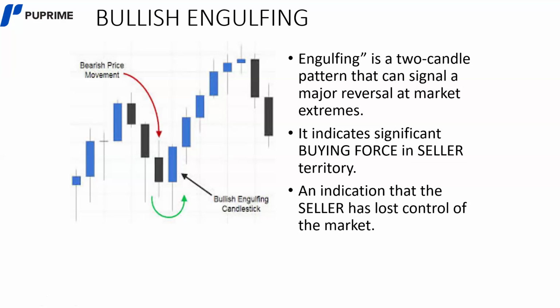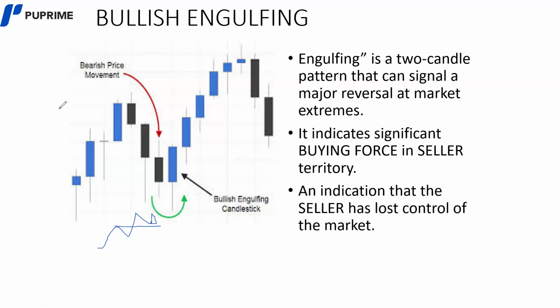It indicates significant buying force in the seller's territory. It's an indication that the seller has lost control of the market at that particular time. So let's say the market is moving in an uptrend like this, and price is moving forward and then retracing. As price is retracing, these are bearish candles, right? And the next candle that forms is an engulfing candle in a very strong resistance area. Once you see this type of formation, it's telling you that buyers will continue moving in the market.